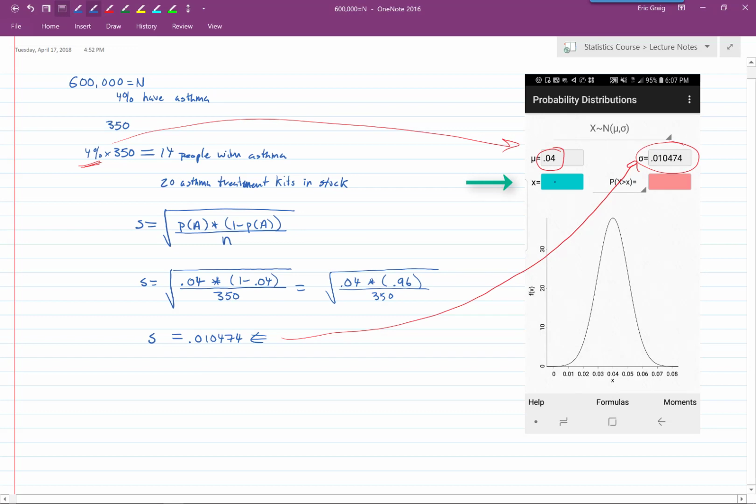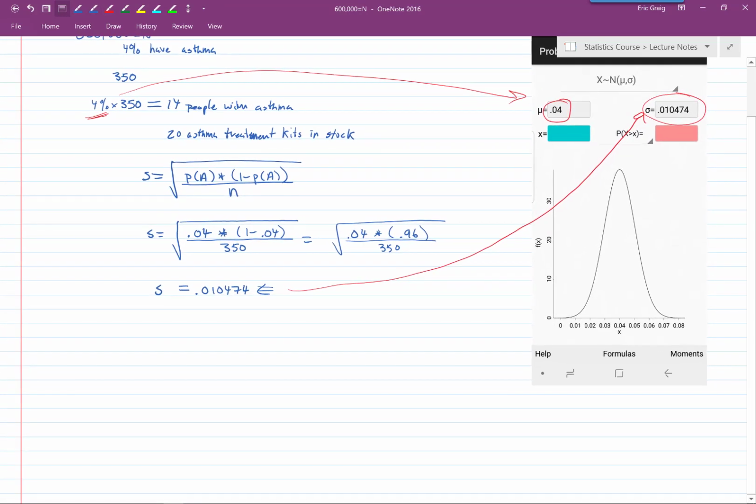The proportion that we have in this area over here is 14 over 350, we did it the other way around, but that equals 0.04. On a typical night, we're going to see 14 people, or about 4% of our 350 that walk in. So we only have 20 asthma kits. We're only able to see 20 people. The 21st person is out of luck.